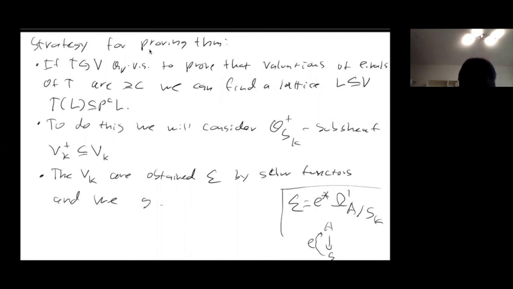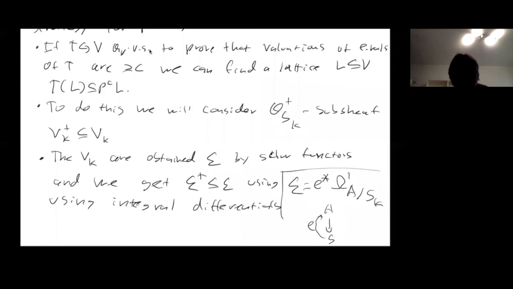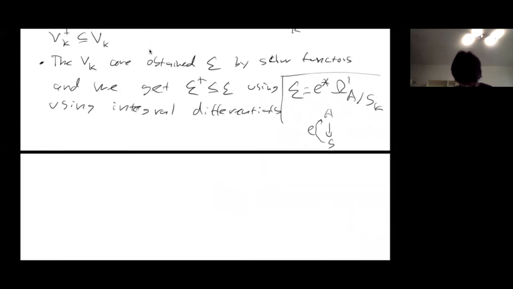And we get E plus inside E using integral differentials, at least sort of on the good reduction locus. Yeah, and actually, maybe here I should say that the way that I'm going to explain this proof is a little bit different than the way we wrote it in our paper, but is maybe more similar to the way that we wrote it in the paper we wrote for GL2. But, well, I think it's a little bit more comprehensible to explain like this.